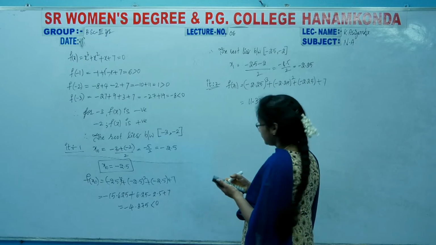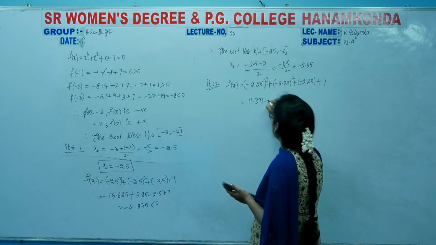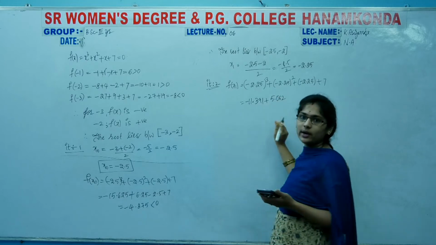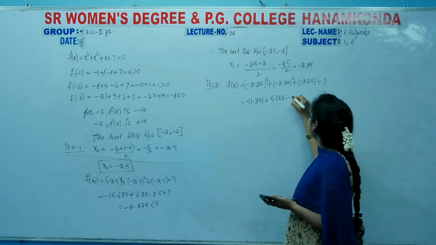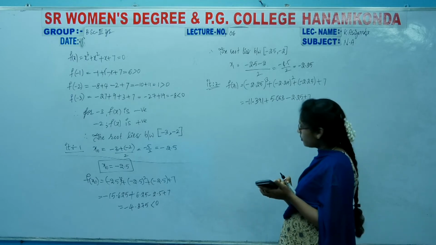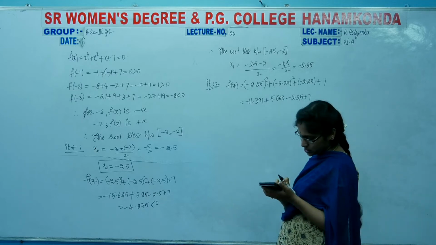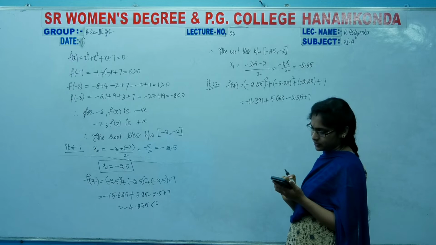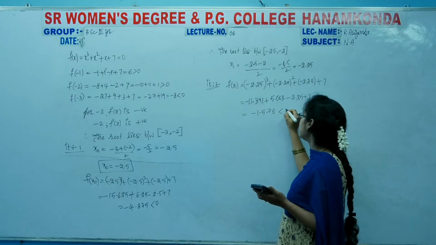Okay. Next, 2.25 whole square. Now it is plus 5.062. Okay, I have 5, so I am taking it as 5.063. And next, minus 2.25 plus 7. Now we have to take minus 11.391 plus 5.063 minus 2.25 plus 7. So finally the answer is minus 1.578. Again it is less than 0.